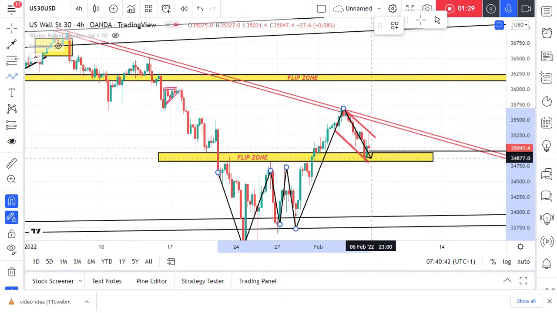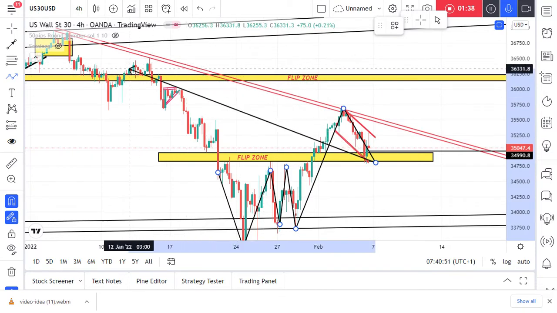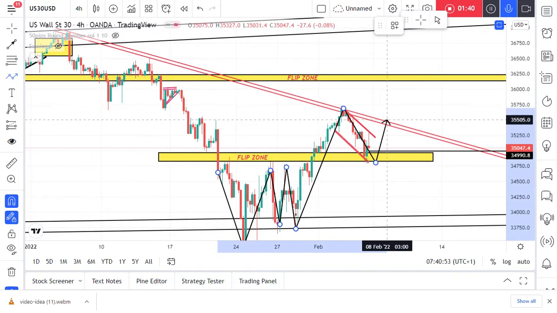So what I'll be looking for this week is an entry on the lower time frame, like the 15 minutes time frame, to buy this asset. And then I'll be looking out for a break of this resistance trend line. On a break of this resistance trend line, we can add more positions and then we take our final take profit on this flip area.